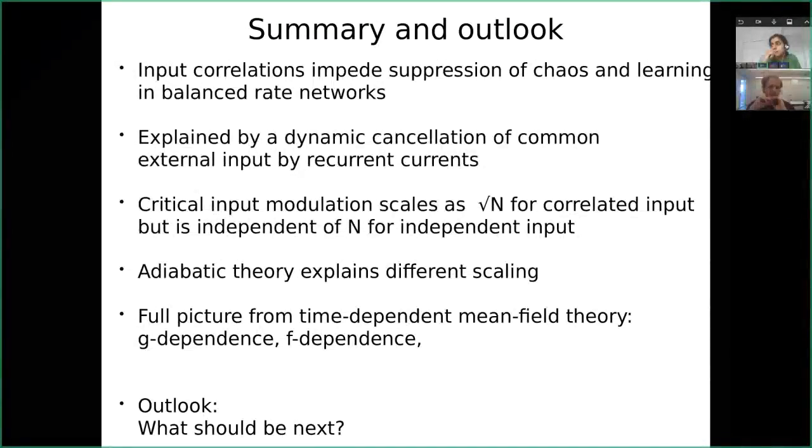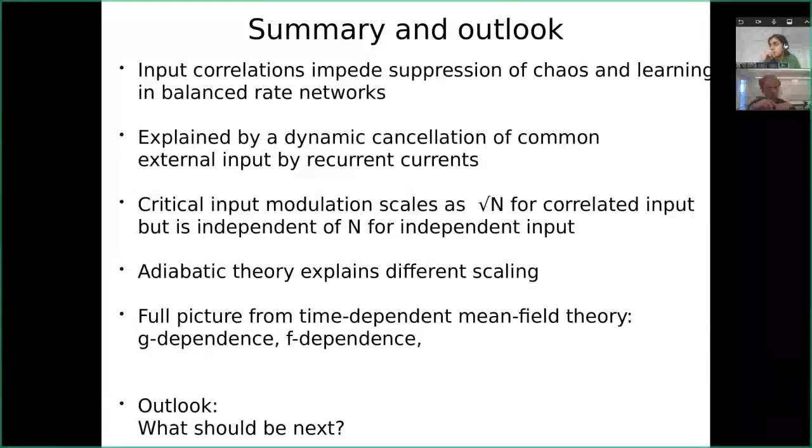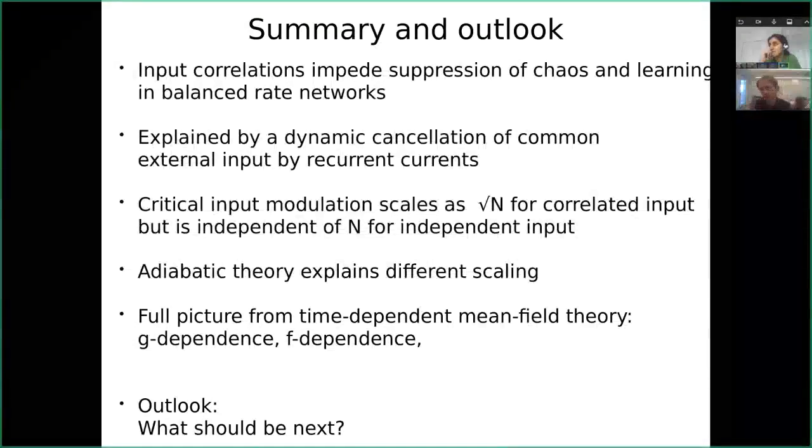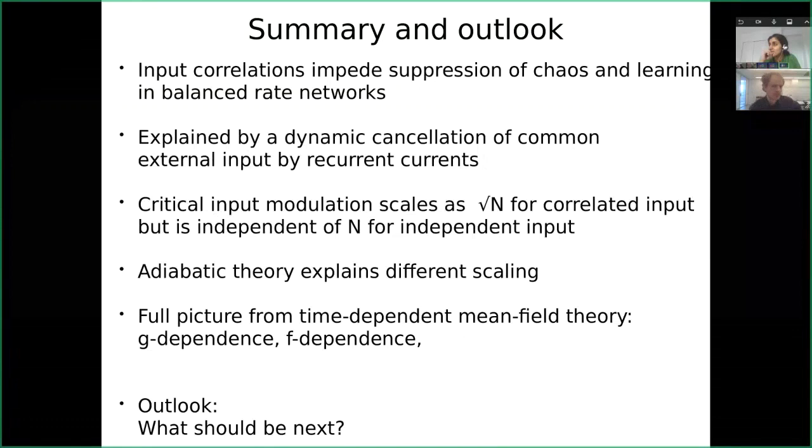Sounds like it would. The critical input strength scales as square root of N for correlated input, and so you only need order 1 independent input. You only need to add order 1 independent input in order to suppress chaos. Let's say you drive it with some input, make that very strong and succeed to suppress chaos; order 1 independent input is enough to suppress chaos. That would be my response. Does it kind of make sense? Yeah, thanks.